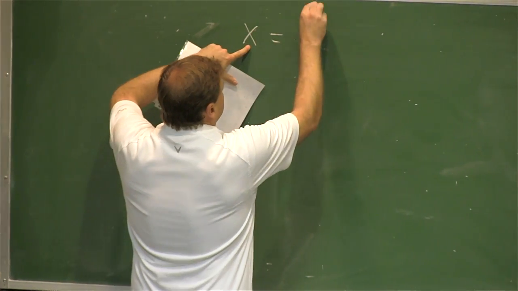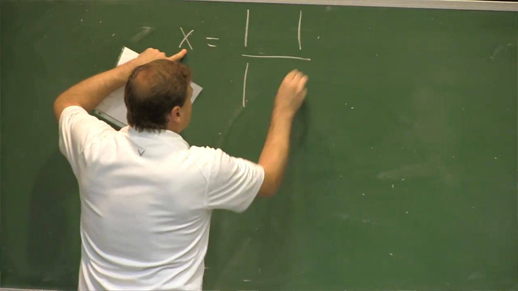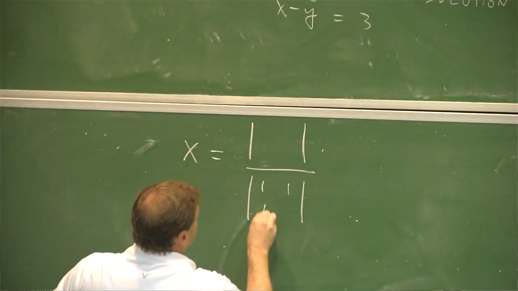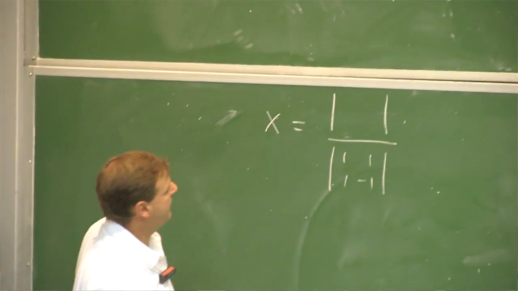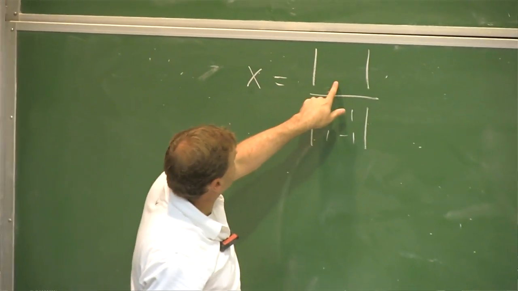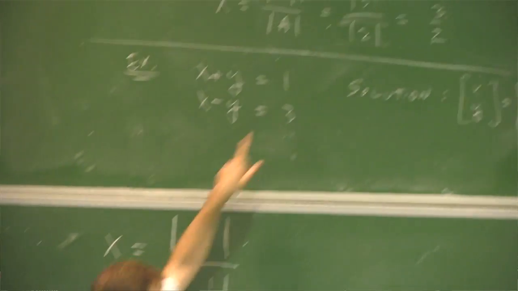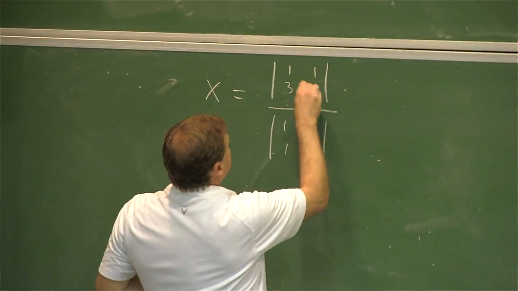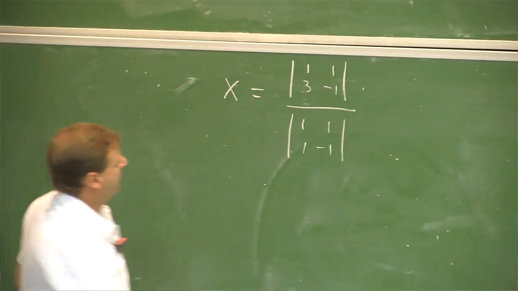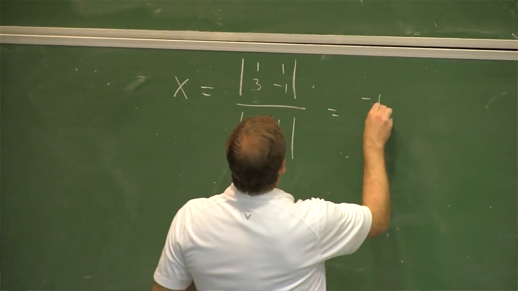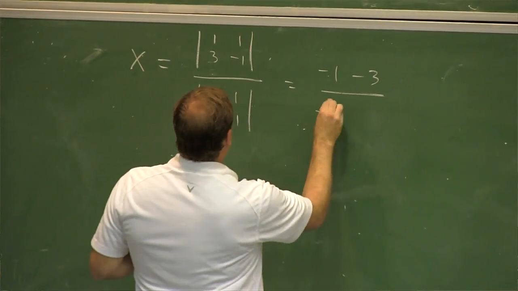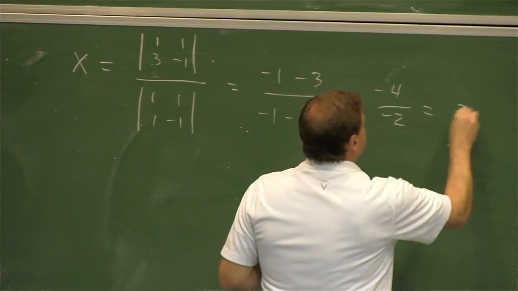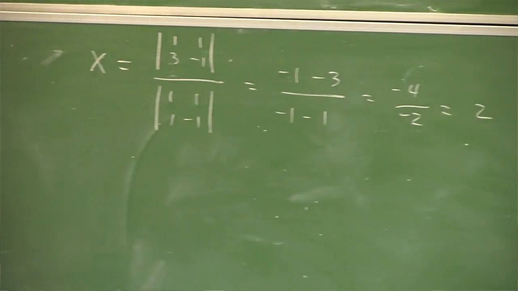Okay, so x, how do I get that? That's going to be the determinant over a determinant. This guy here is just the coefficients, so it's 1, 1, 1, negative 1. That's the determinant of A. And then the determinant that goes on top is where I put the 1, 3 in the first column, and I keep the 1, negative 1. So that's equal to negative 1 minus 3 over negative 1 minus 1. So that's negative 4 over negative 2, which is 2, which is our answer up there.